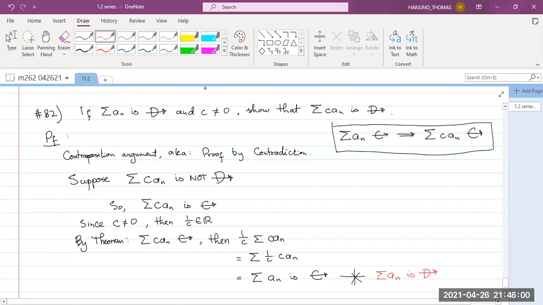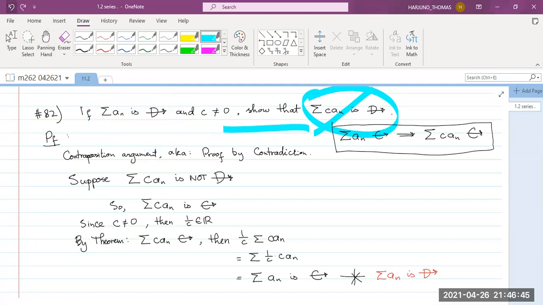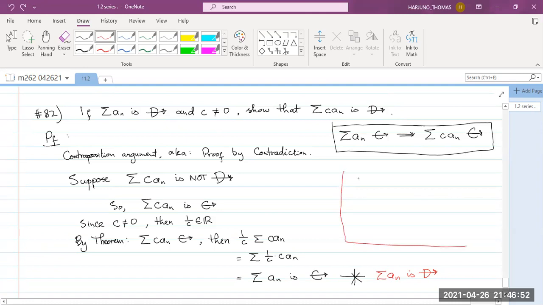In other words, you cannot have the infinite series of C times A sub n convergent at the same time that the original series is divergent. You cannot have that at the same time. Now, this is what we mean by proof by contradiction. You suppose first that the conclusion is not true. It implies this is not true. The way I show the proof by contradiction here is very similar to this. I'll give a very small illustration.